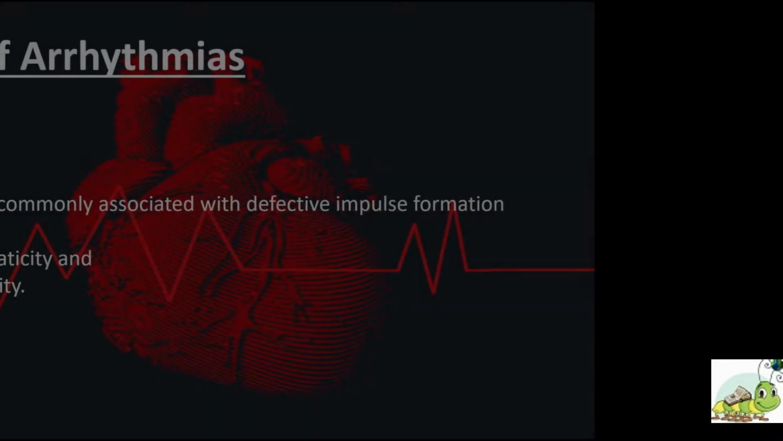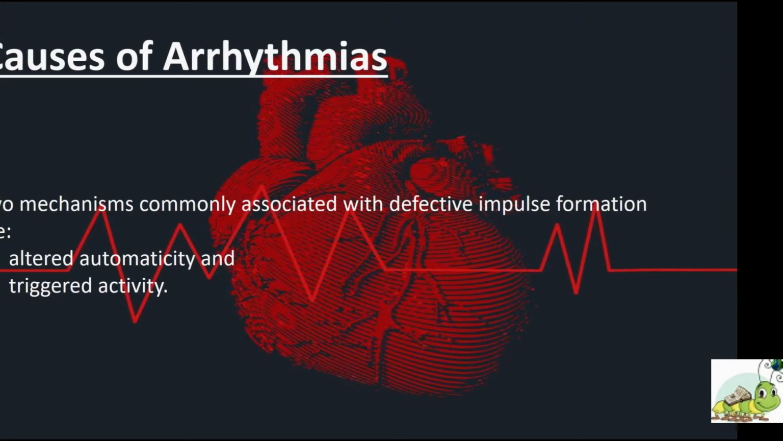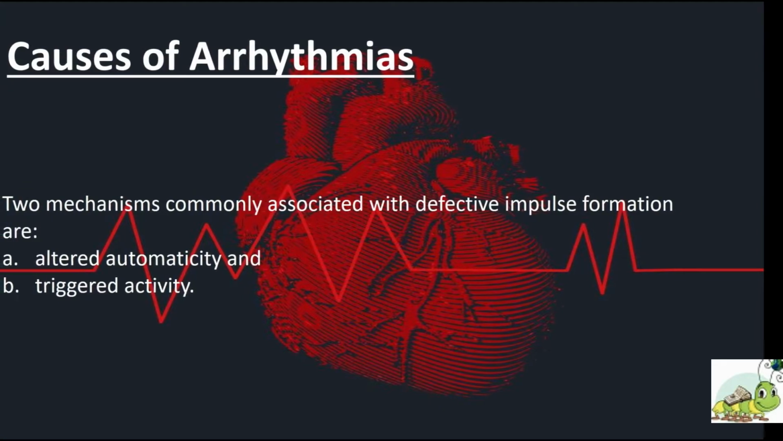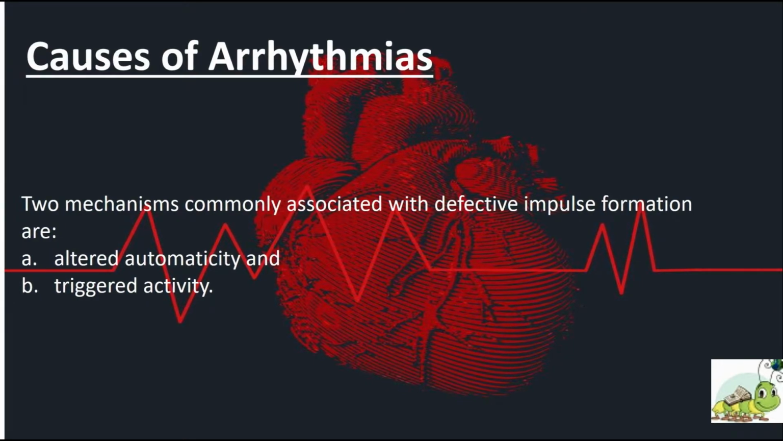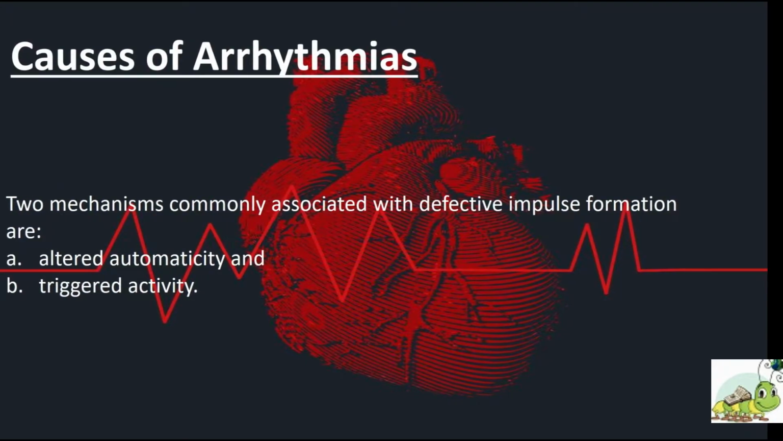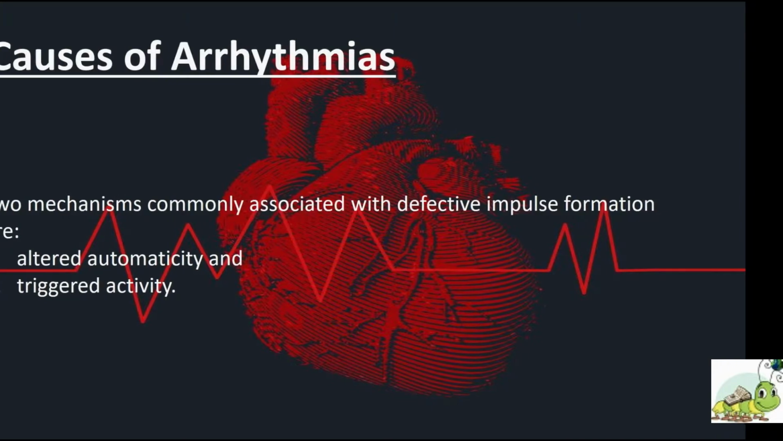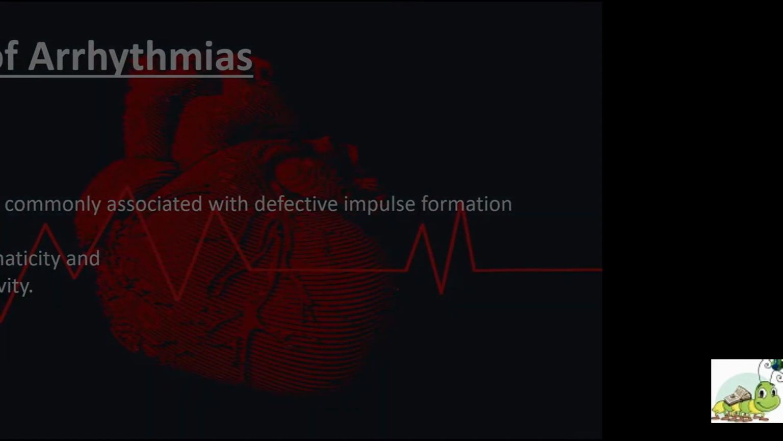Now, what are the causes of arrhythmias? Arrhythmias may be due to both improper impulse generation and impulse conduction. These manifest as abnormalities of rate or regularity or as disturbances in the normal sequence of activation of atria and ventricles. As the native pacemaker of the heart, the SA node has a pivotal role in normal impulse formation. Electrical events that alter SA nodal function or disturb overdrive suppression can lead to impaired impulse formation. Two general mechanisms commonly associated with defective impulse formation are altered automaticity and triggered activity.